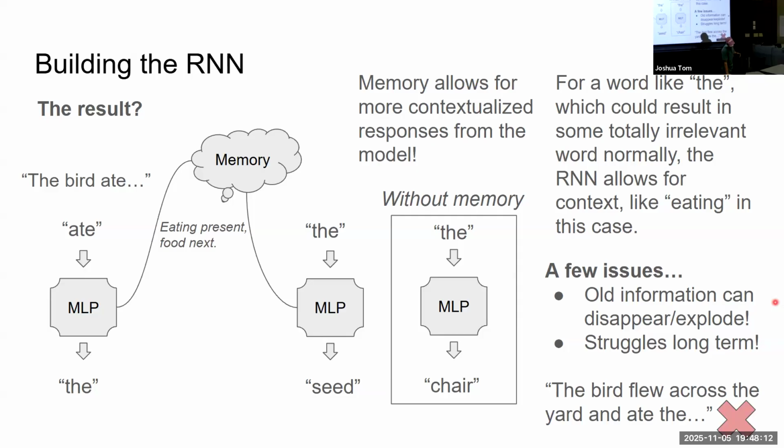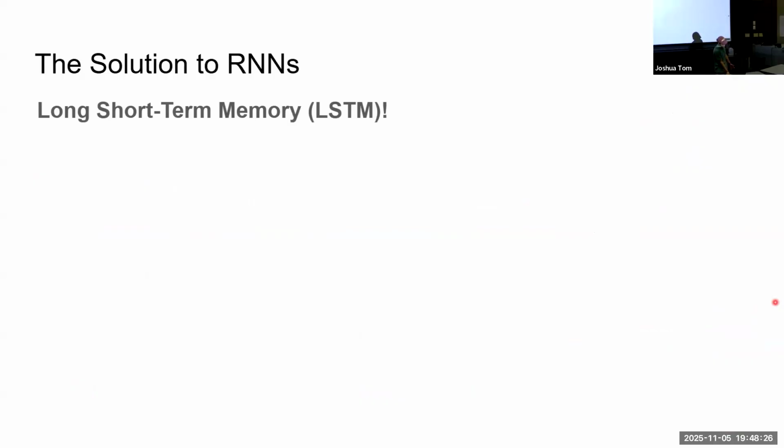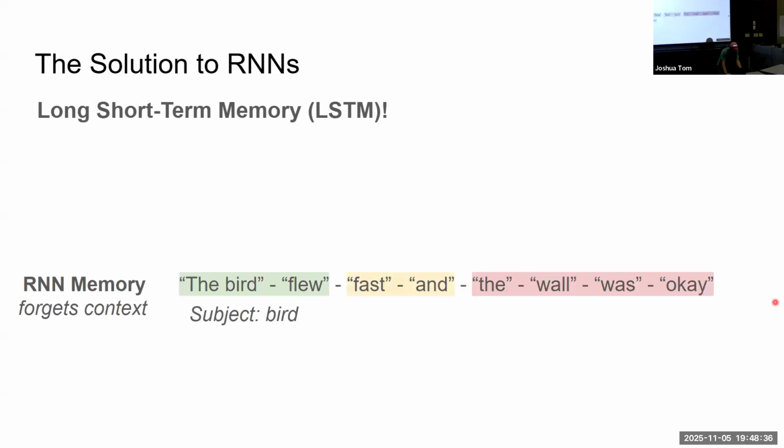But that's kind of why, if an RNN is saving, hey, we just flew across the yard, yard is the subject. Okay, well, you forgot about bird. So that's kind of, we got to fix that. And the way we fix that is the LSTM, the long short-term memory. It's not too bad.